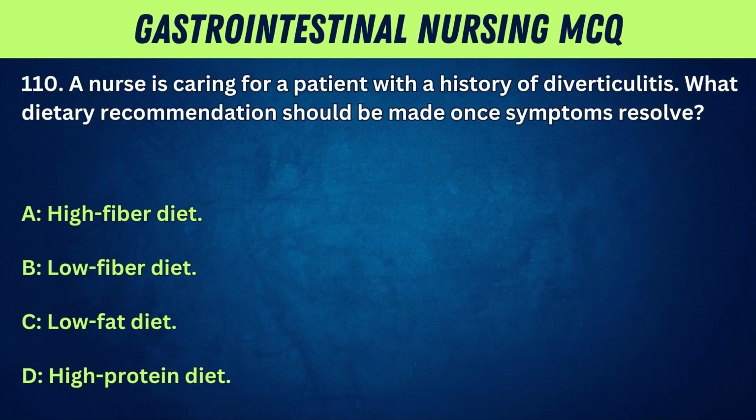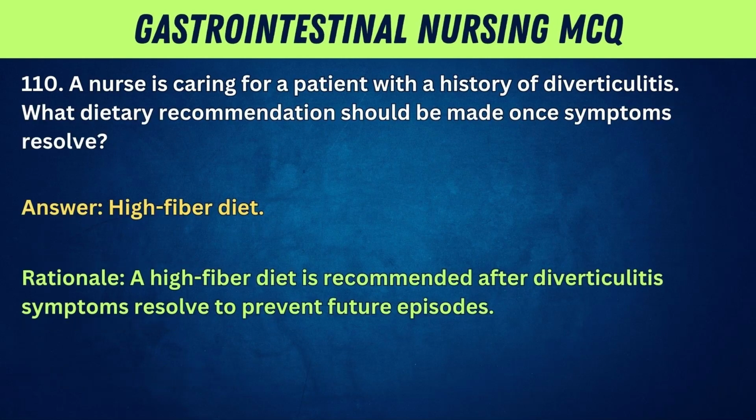110. A nurse is caring for a patient with a history of diverticulitis. What dietary recommendation should be made once symptoms resolve? A. High-fiber diet. B. Low-fiber diet. C. Low-fat diet. D. High-protein diet. Answer: high-fiber diet. Rationale: a high-fiber diet is recommended after diverticulitis symptoms resolve to prevent future episodes.